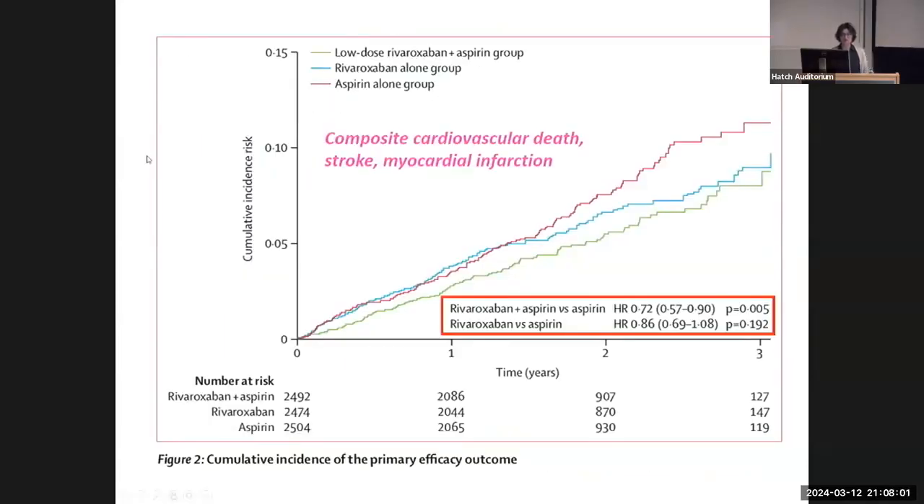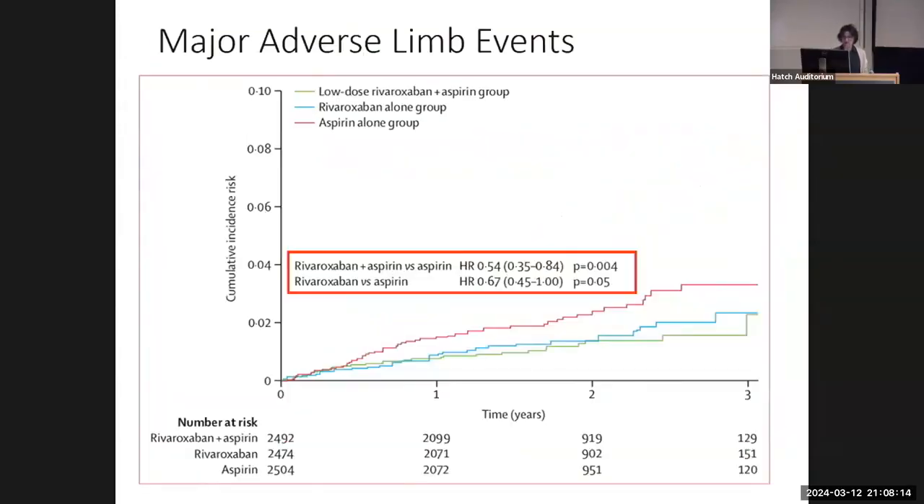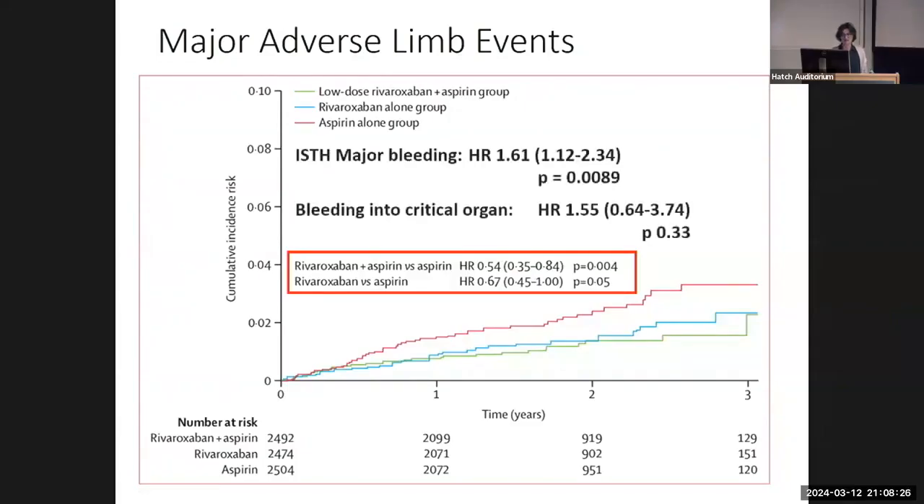And what it showed was a reduction in the composite of cardiovascular death, stroke, and MI in the low-dose rivaroxaban and aspirin group compared to aspirin alone, not significant for rivaroxaban versus aspirin. It also showed a significant reduction in major adverse limb events, 46% reduction with low-dose rivaroxaban and aspirin versus aspirin alone. However, again, it comes at an increased rate of bleeding.